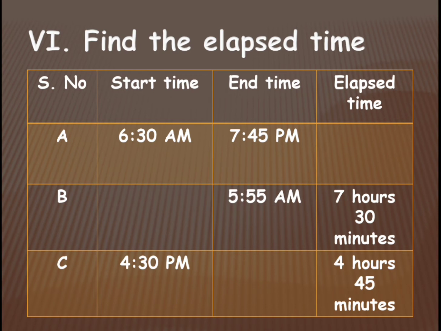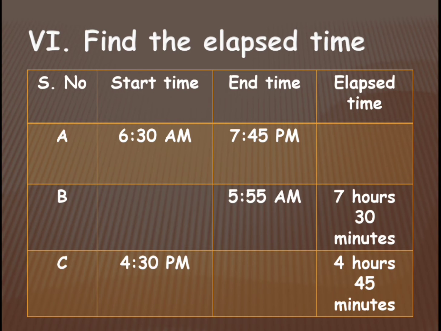For example, your classes start from 8:30. So 9:30, 10:30, 11:30, 12:30, 1:30, 2:30, 3:30. That means 7 hours you will be in the school. So 7 hours is your elapsed time. Okay, children. So in that way, finding the elapsed time is when the start and end time are given, then you have to find the elapsed time by counting forward. Okay, or by subtraction also you can do. In some cases it is easier and more accurate when you count forward and do it.